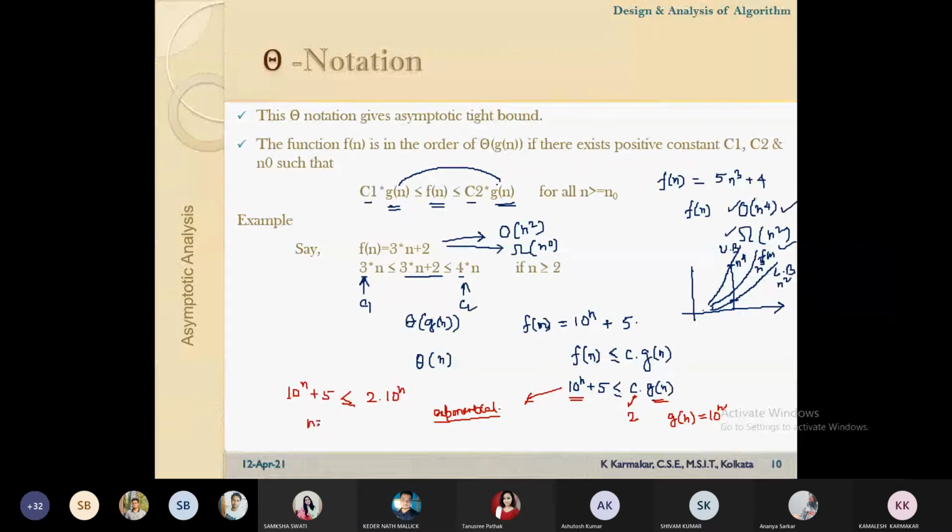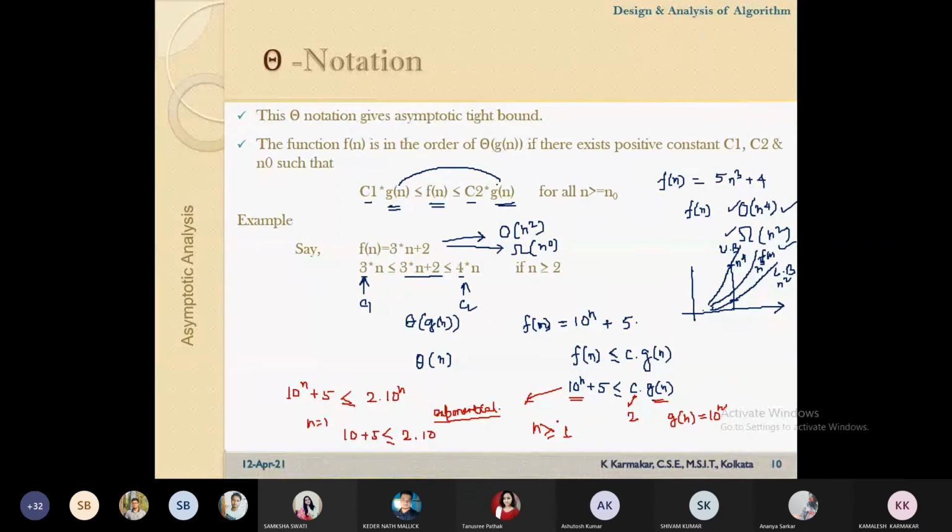Now, if I put n equals 1, what will be the value? 10 to the power 1 means 10 plus 5, which is less than or equal to 2 into 10 to the power 1. This one is true. For any larger value of n, it will be satisfied. If we put n equals 2, we get 105, and on the right hand side we have 200. So this inequality is always satisfied for any value of n greater than or equal to 1.